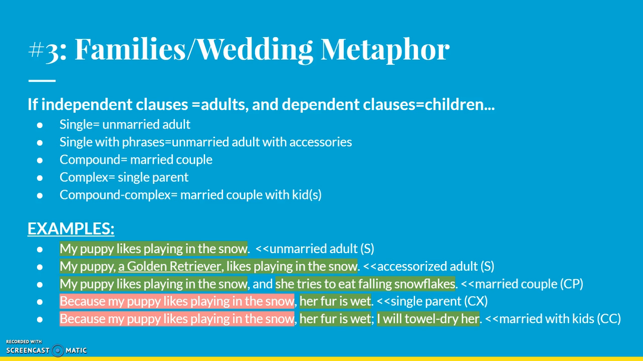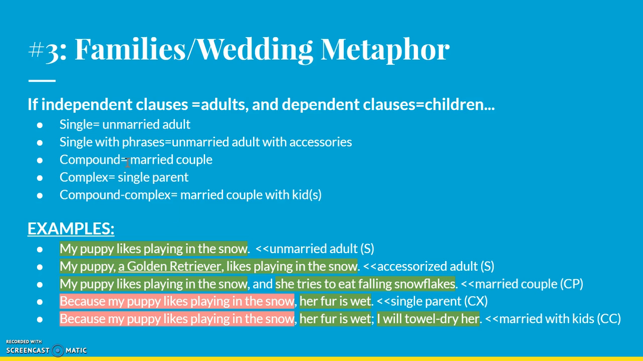Another kind of silly way you could remember sentence types is something I do discuss in the other video, but I'm going to do it here again a little more concisely. I have kind of a dumb metaphor with families and weddings that helps me personally to remember run-ons and certain sentence types. If you think of a single independent clause or a single simple sentence as an unmarried adult, and a single one with phrases as just an unmarried adult with accessories, so maybe a well-dressed one, then you can see number 1 and 2 down here as like one single adult.